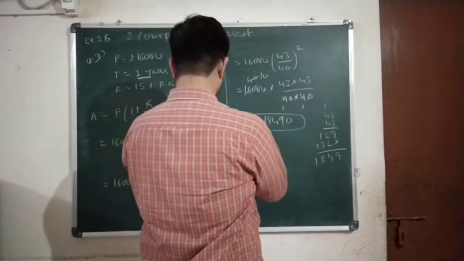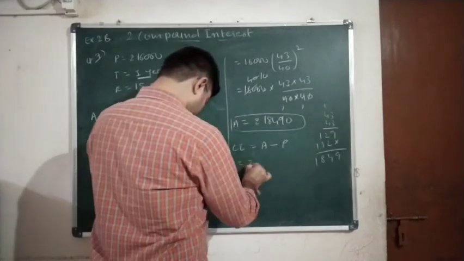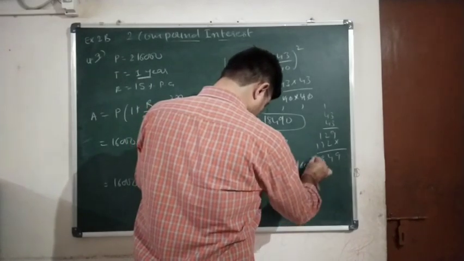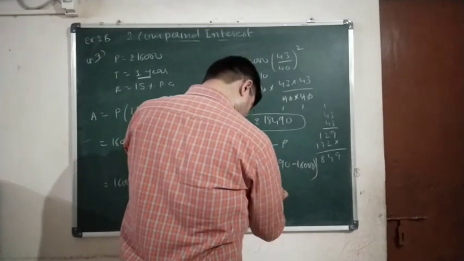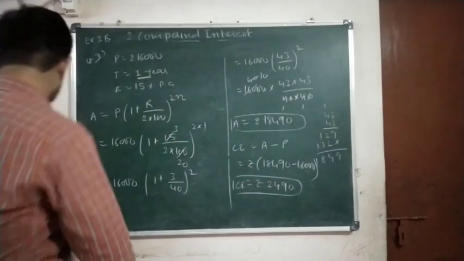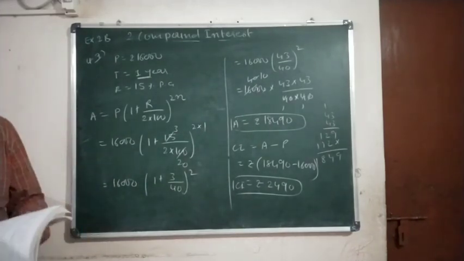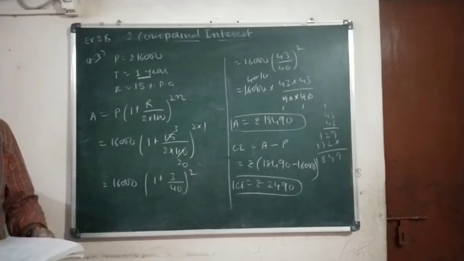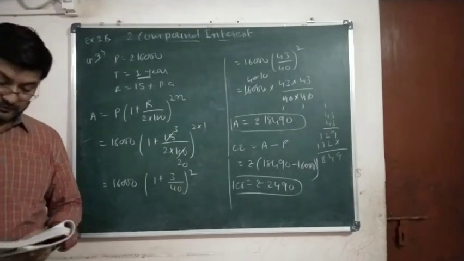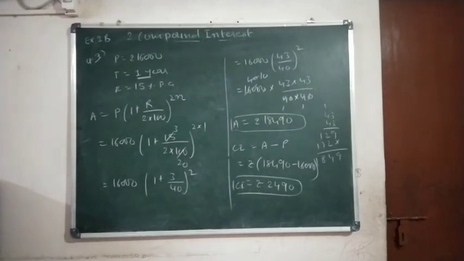This is the amount. Okay, therefore CI is equals to A minus P. 18490 minus 16,000. So 2,490 is the compound interest. Clear? So question number 7 is also over. 2490. Okay, now let us solve the next question, that is question number 8.